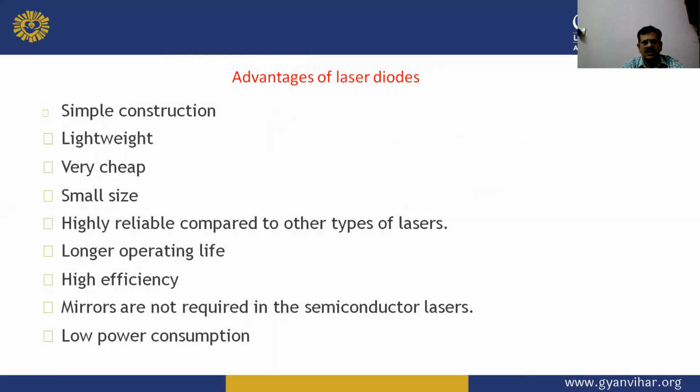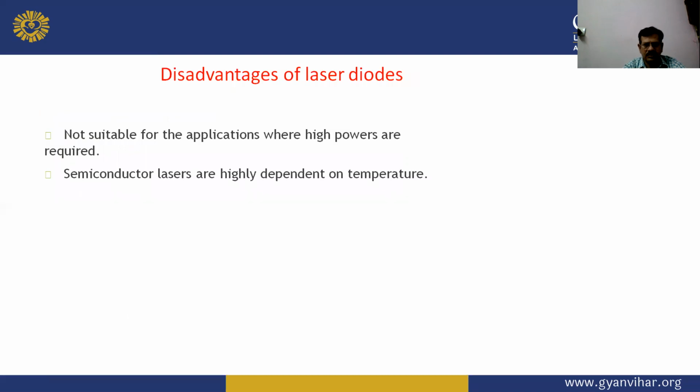What are the advantages of the laser diode? There are some advantages. Simple construction, lightweight, very cheap, small size. It is highly reliable compared to other types of lasers, and has a longer operating life and high efficiency. Mirrors are not required in semiconductor lasers. So it is a low power consumption device. Those are some advantages of laser diodes.